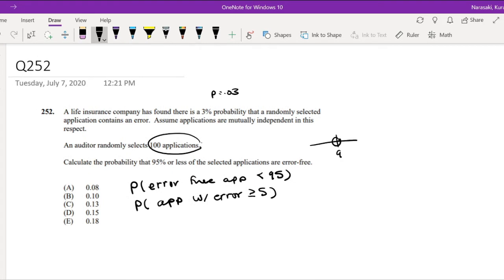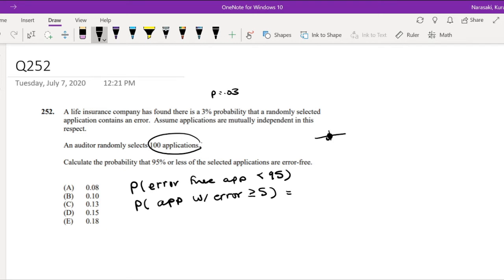Alright, so if this is 95, what is the probability that error-free apps are along this line? Well, we can just find that the applications with error, we can assume, is greater than or equal to 5, right? So this part right here. So then that's why we can say, what is the probability that applications with error is greater than or equal to 5? It's always easier to find the complement, because 5 or greater could mean 5, 6, 7, 8, and so on and so on.